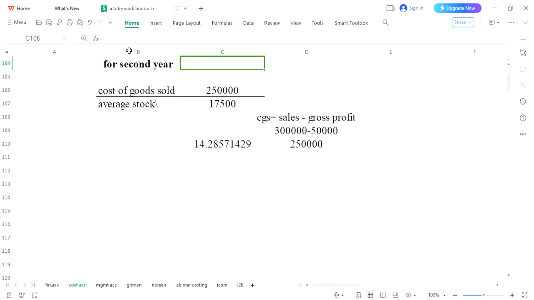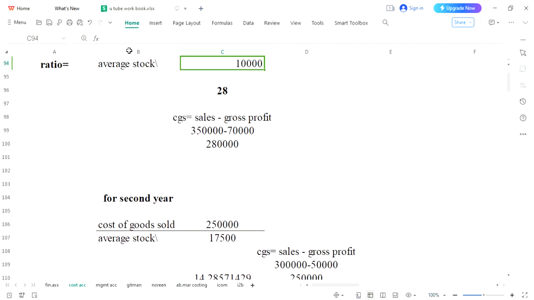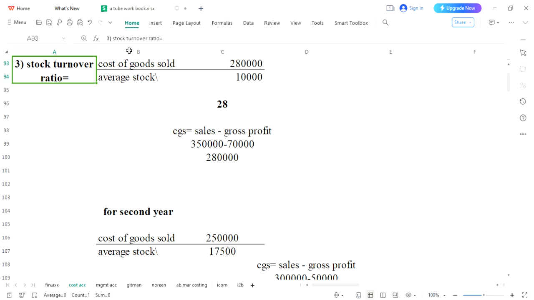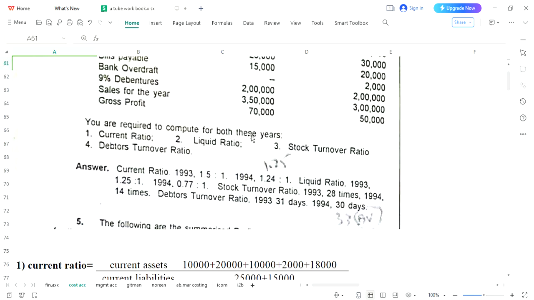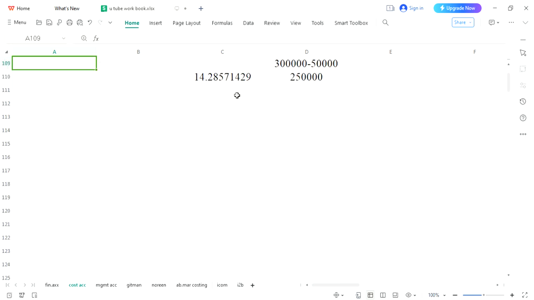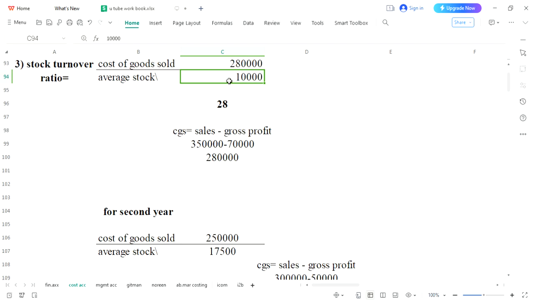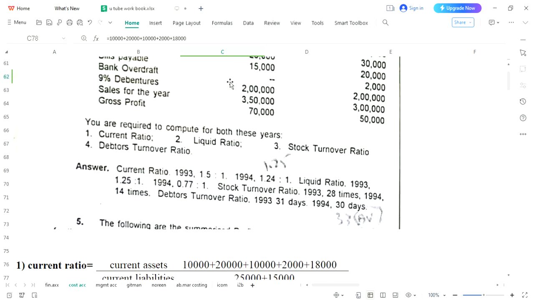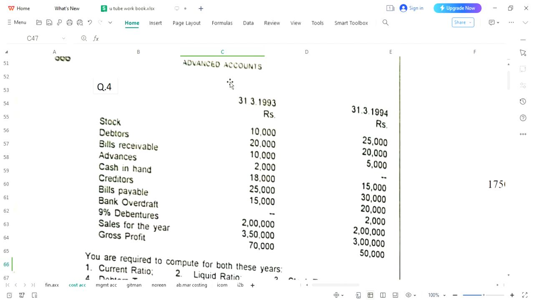This is what we have calculated. Again, stock turnover ratio for the second year. So the stock turnover ratio for the second year is 14 times, and here you have calculated 14 times. It may be rounded as 14. So 14 is your stock turnover ratio for the second year. As you have seen, we were calculating for the first year only, but for the stock turnover ratio I have calculated for the second year as well. Remaining everything you will calculate by yourself.